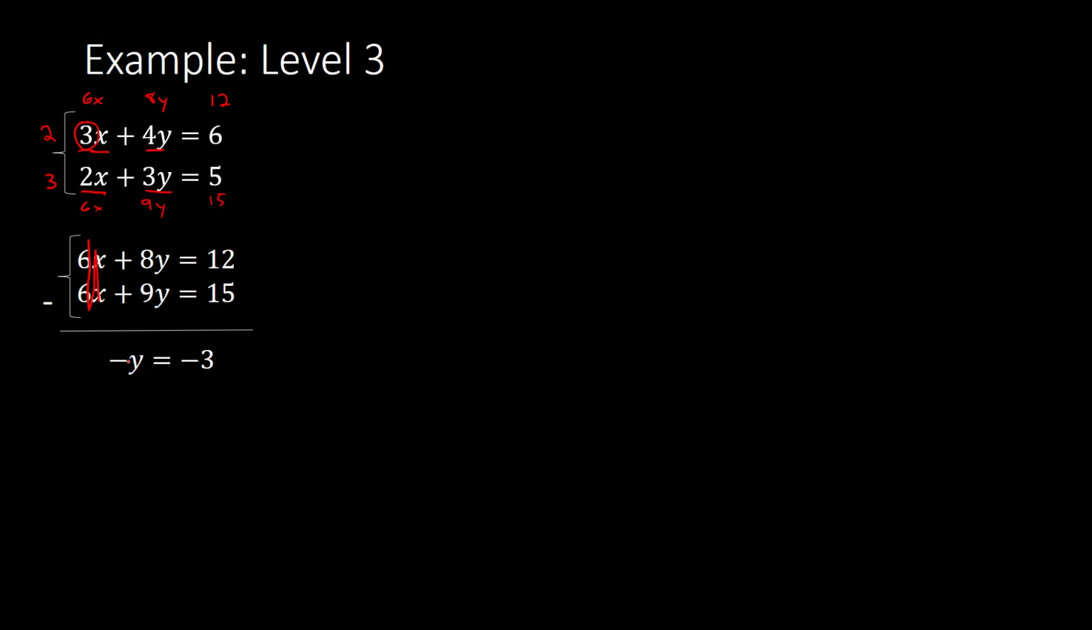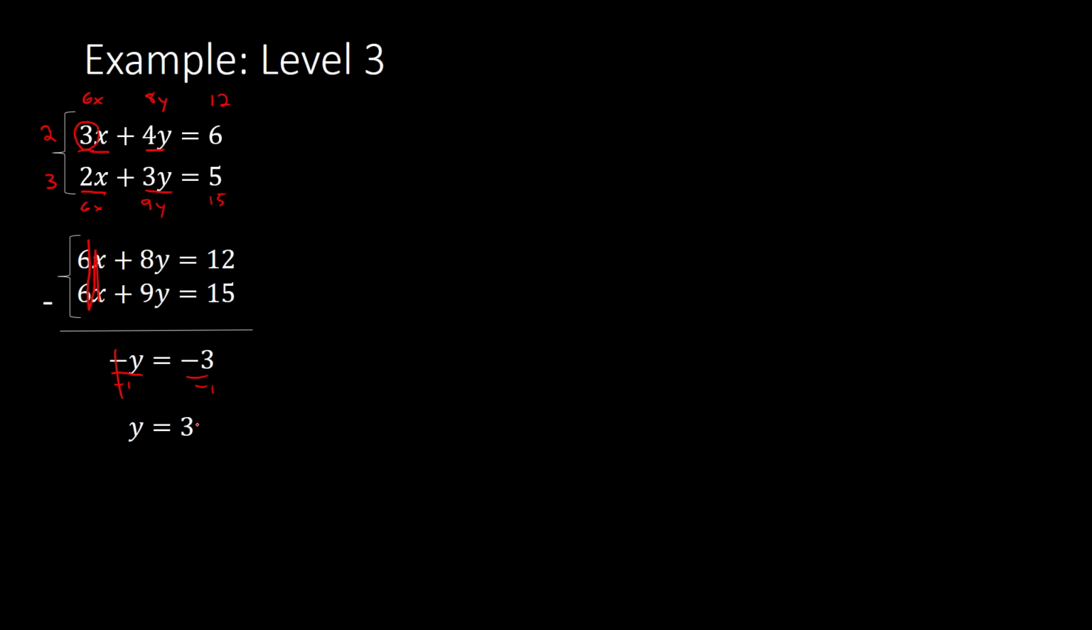Notice we have just one variable, so we can solve this right away. So negative y equals negative 3. Divide both sides by negative 1. We're going to get positive y equals a positive 3. So we're halfway done. We found y. Question is, what is x?